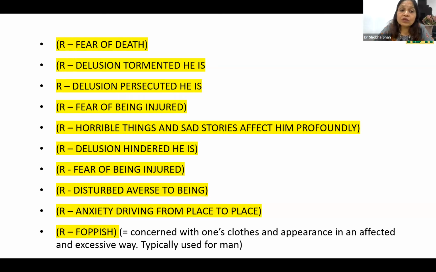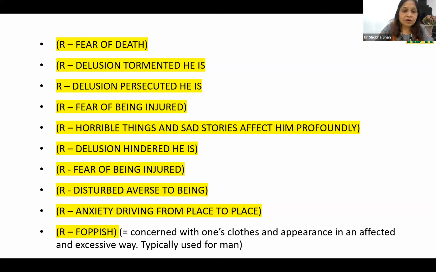Other rubrics which I took was fear of being injured. If I take a cold drink, if I take cold water, I will get cold. That is what he felt. Then, the horrible things and sad stories affect him profoundly. When he heard about that CA friend of his, when he heard about the incidents of his aunt, it was not going from his mind, and it was really affecting him very badly. Delusion hindered: he felt that, because of his pains, he is not able to do even the smallest of the work. Because of the lockdown, there is not too much work, but whatever little work there is, he is not able to do, just because of the pains. His work is getting hindered.